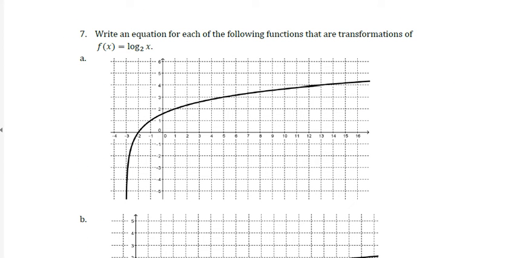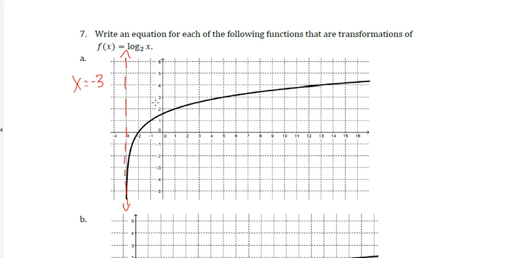Okay. So we're going to do a couple of these. We have some graphs that we know are transformations of log base 2 of x. We're going to be looking at the graphs, trying to figure out how they were shifted up, down, left, right, and generate some equations. First thing that you do whenever you have one of these functions that's transformed, always find the asymptote first.